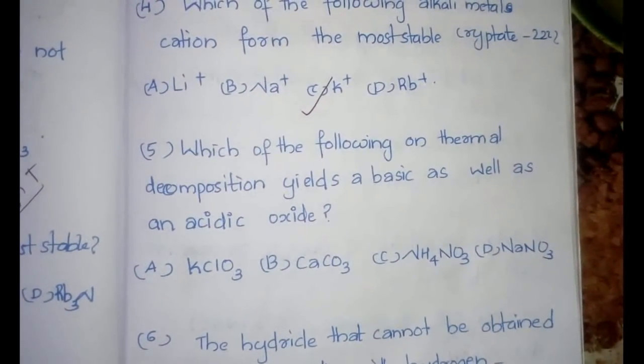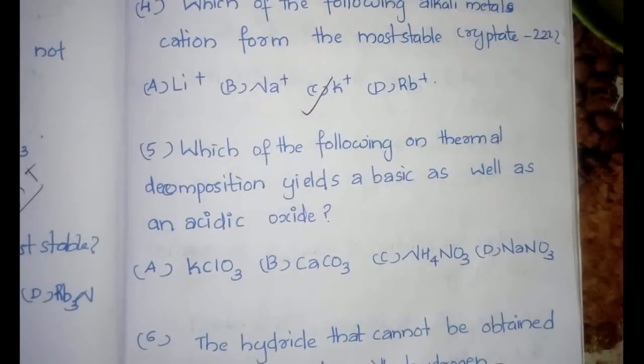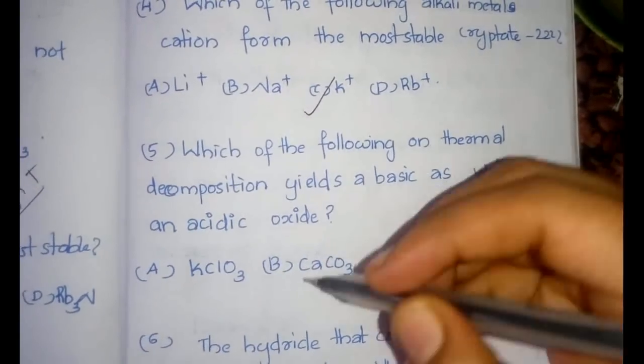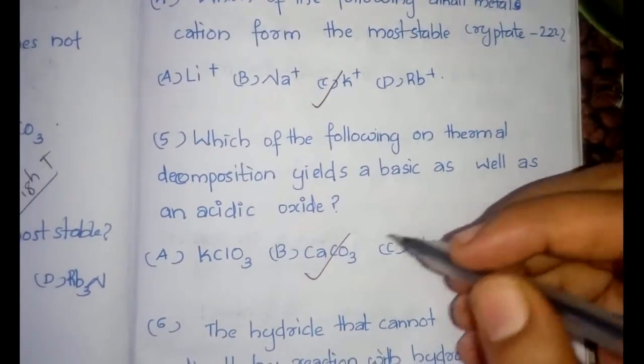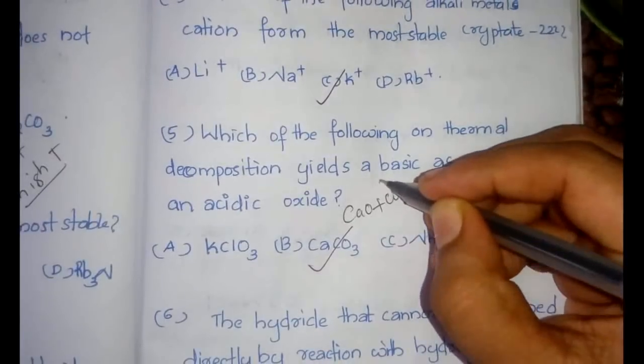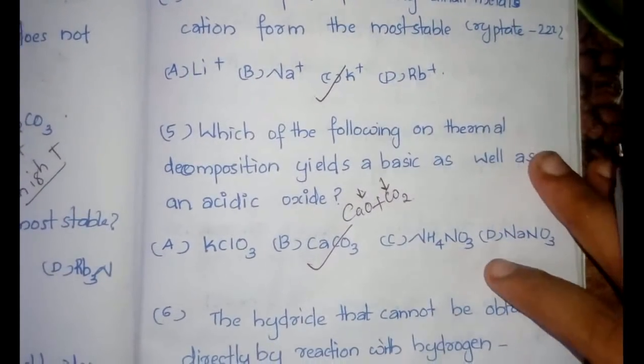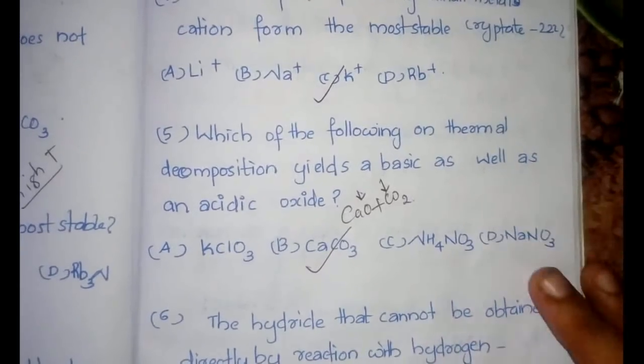Now the next question is, which of the following on thermal decomposition yields a basic as well as an acidic oxide? The answer is calcium carbonate, because both CaO and CO2 will be formed, out of which one is acidic and one is basic. So that's the answer. For the fifth one, option B is the answer.